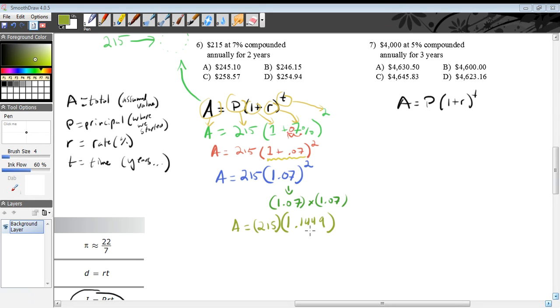Okay, so I will allow you to round. You can round to the 100th, because this multiplication is going to take quite a long time. So we'll have A is equal to 215 times 1.14. You can do that.